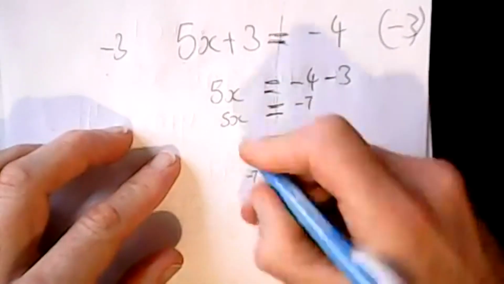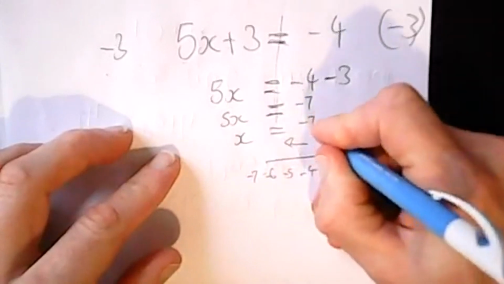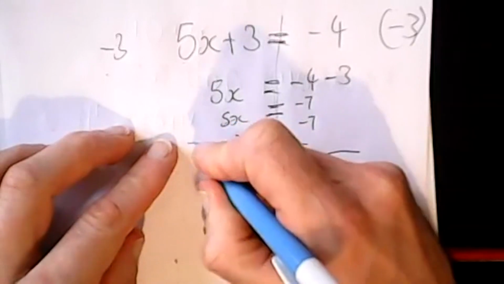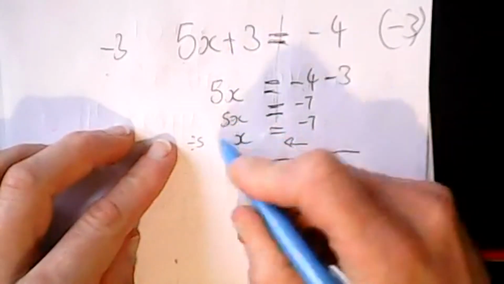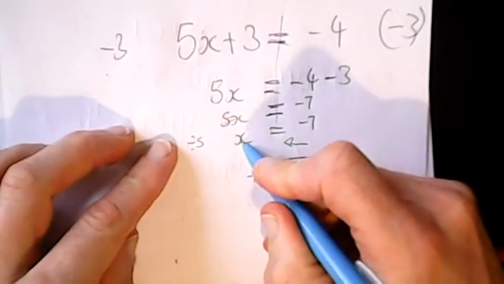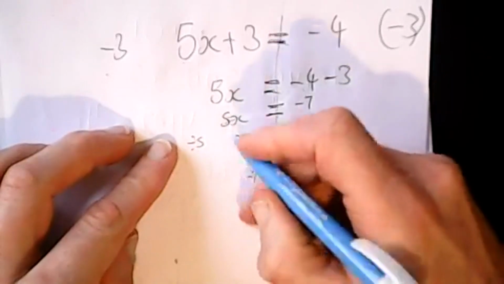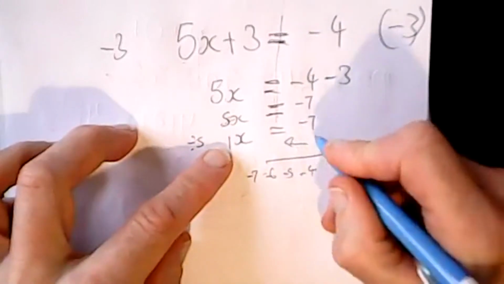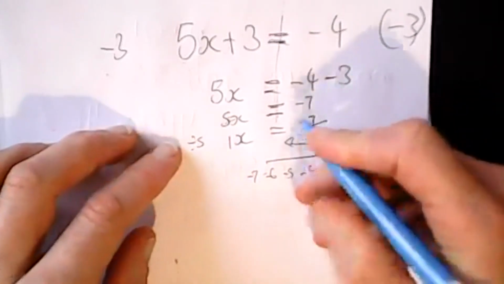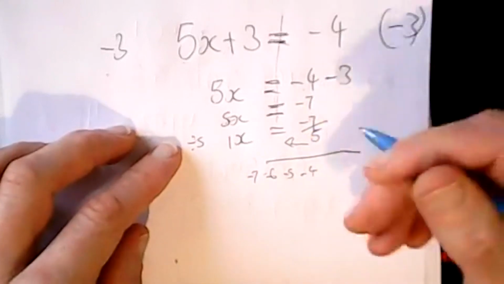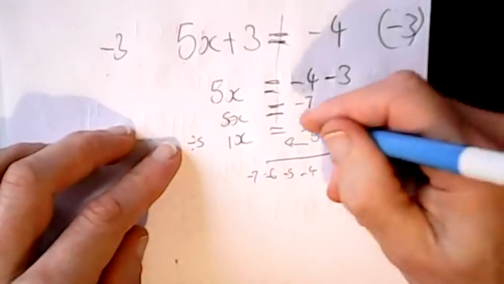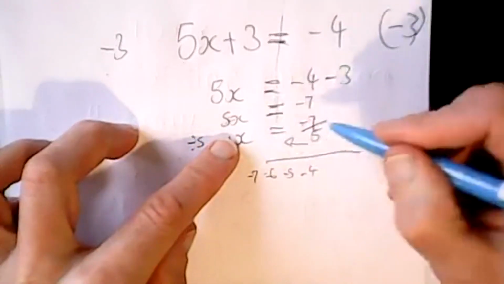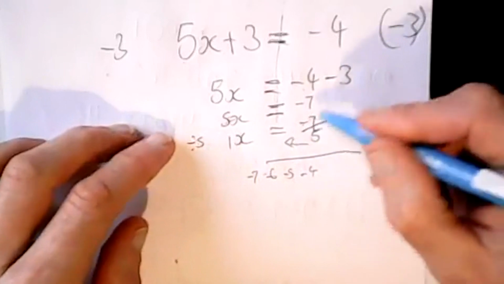And the last thing here, we want x on its own. So what have I got here that's getting in the way? I've got a times by 5, so I need a divide by 5 on both sides. 5 divided by 5 gives me 1x. 5 divided by 5 is 1. Remember, we don't need the 1, but we can put it in if we want to. So I need to do the same on this side, negative 7 over 5. So I'm left with x is negative 7 over 5, and I can leave it like that.